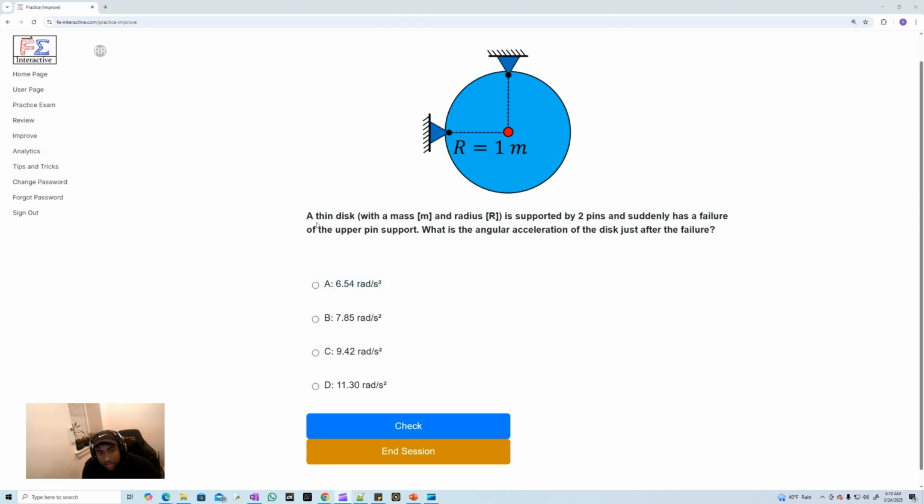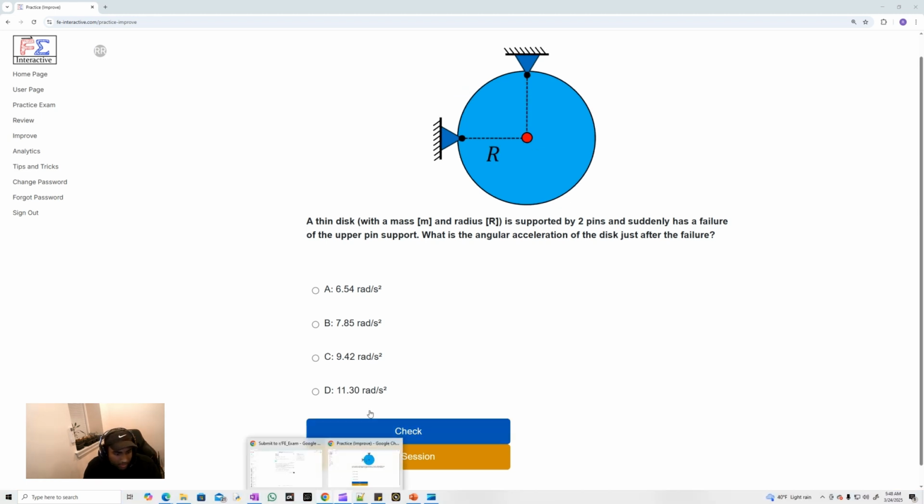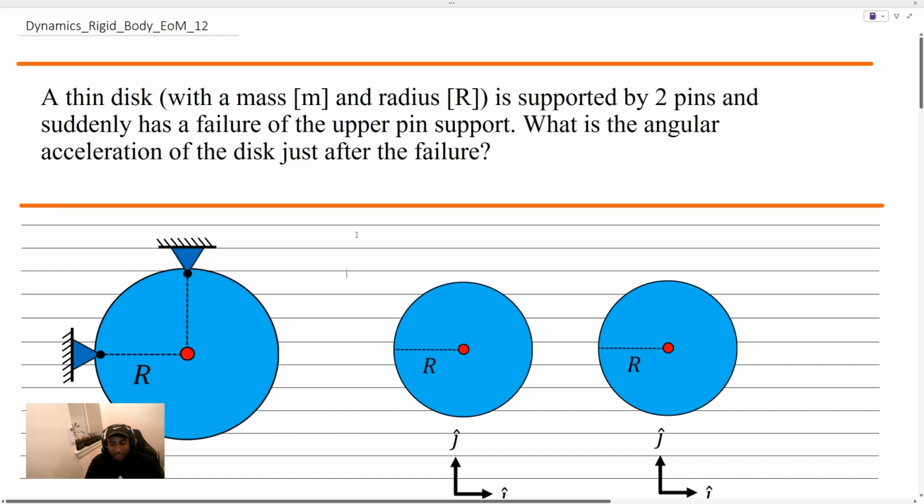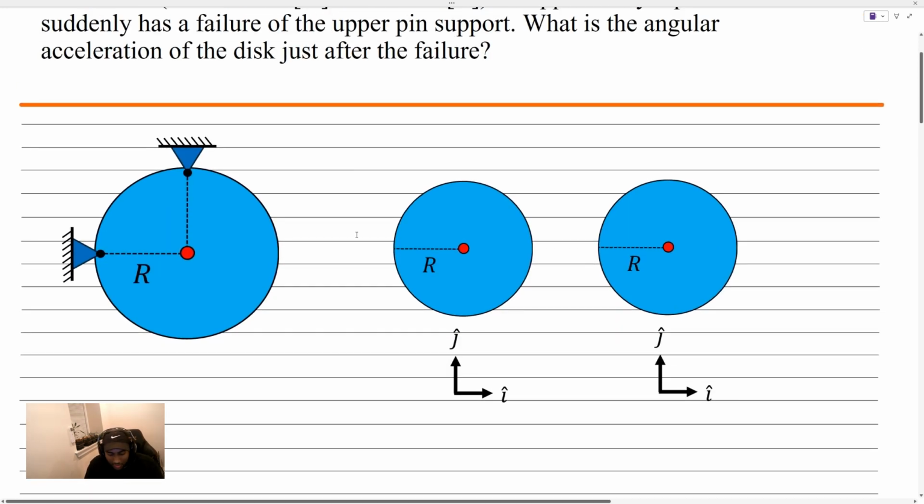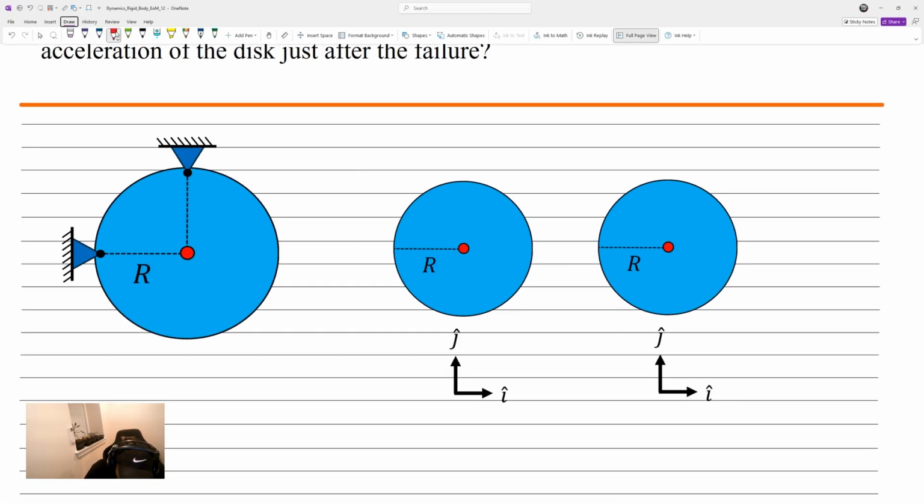It says a thin disk with a mass m and radius r is supported by two pins and suddenly has a failure of the upper pin support. What is the angular acceleration of the disk just after failure? Okay, again, another FE dynamics problem. One of my favorite topics. Excited to be doing this problem.